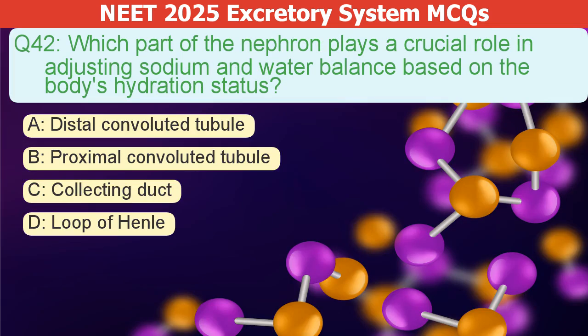Which part of the nephron plays a crucial role in adjusting sodium and water balance based on the body's hydration status? A. Distal convoluted tubule. B. Proximal convoluted tubule. C. Collecting duct. D. Loop of Henle.